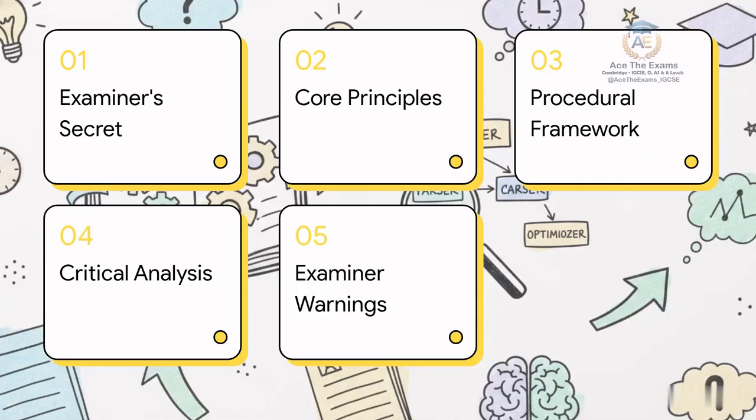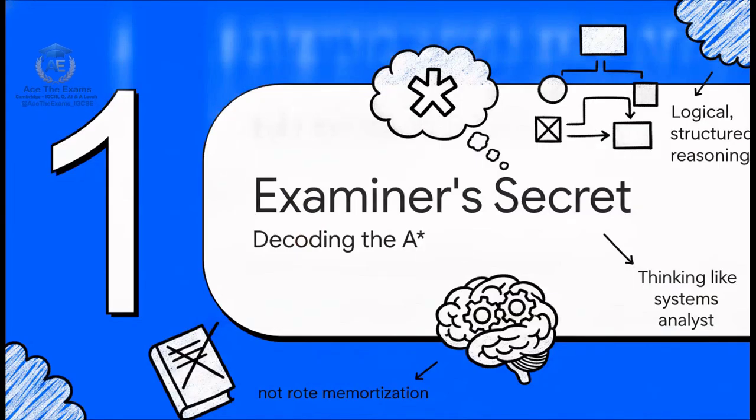Here is our strategic roadmap for today's session, structured exactly like the logical reasoning the syllabus demands from you. We'll hit the examiner's secret, build up your core principles, walk through the procedural framework, dive into the critical analysis matrix, and finish with the top examiner warnings so you don't fall into the common traps. Section 1. The examiner's secret. Decoding the A star.